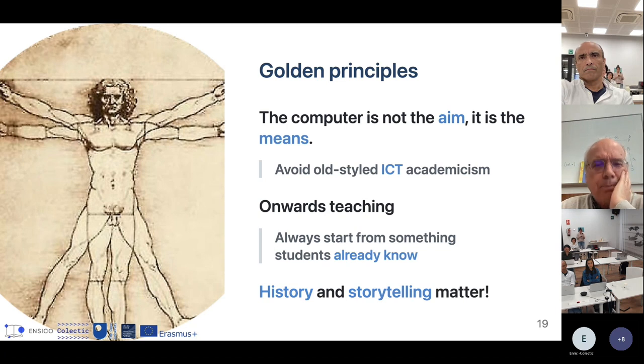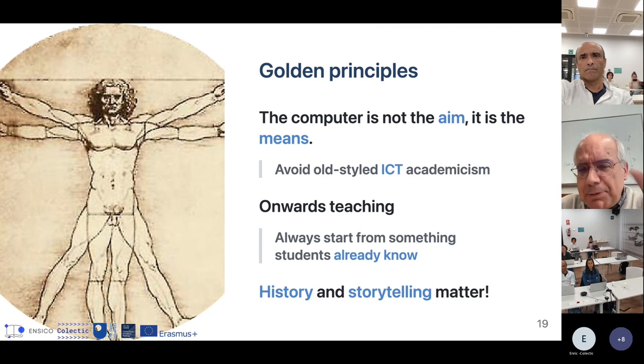So there are some golden principles in the way we do this, and I will talk about them now. First of all, the computer is not the aim. It is the means. So first of all, we have to avoid all styled academicism in teaching information technology. What is a computer? What is it made of? These things are not exciting. Moreover, all the students already know what these machines are. They have mobile phones in their pockets, so it's not new for them.